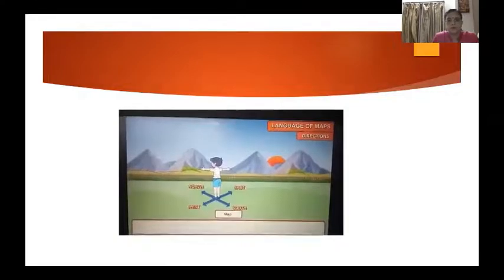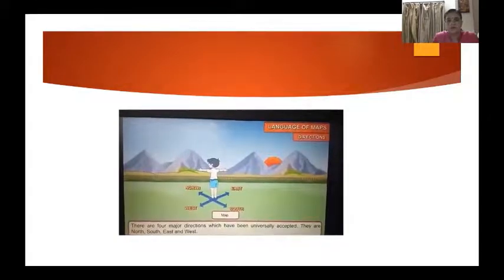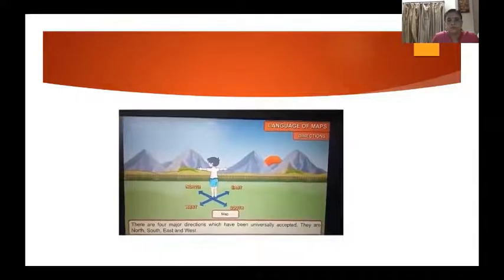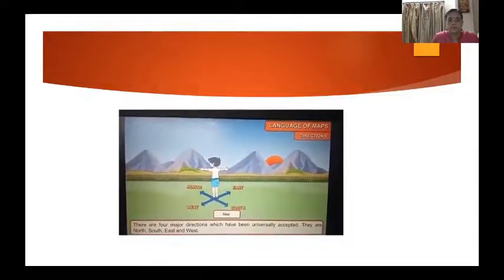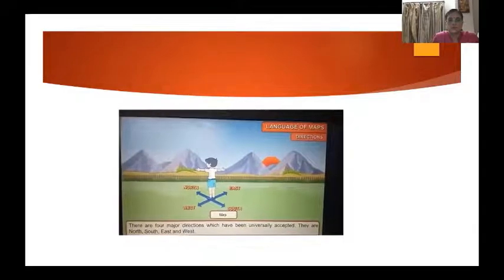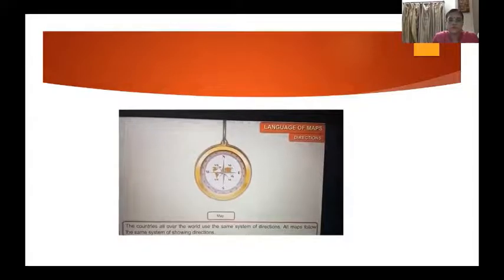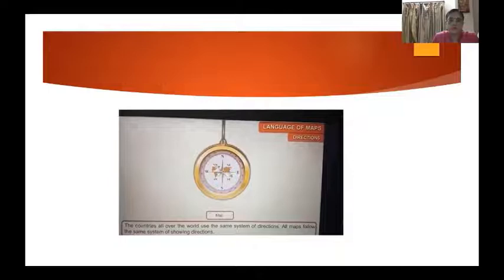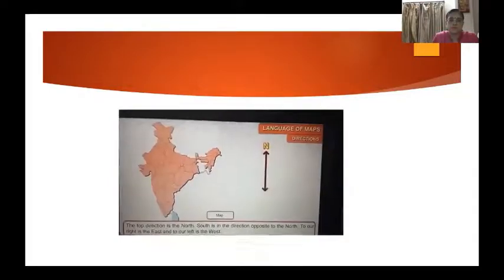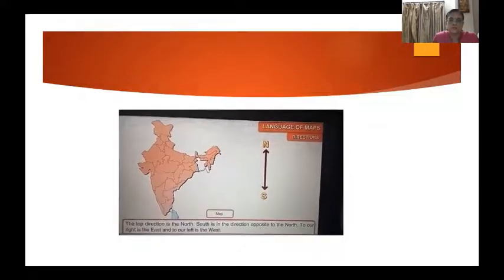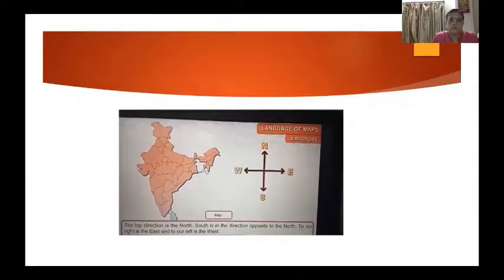Directions. There are 4 major directions which have been universally accepted. They are north, south, east, and west. The countries all over the world use the same systems of directions. All maps follow the same system of showing directions. The top direction is the north. South is in the direction opposite to the north. To our right is the east, and to our left is the west.